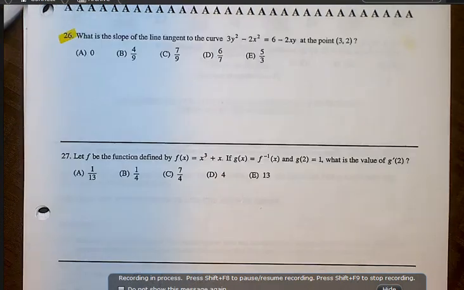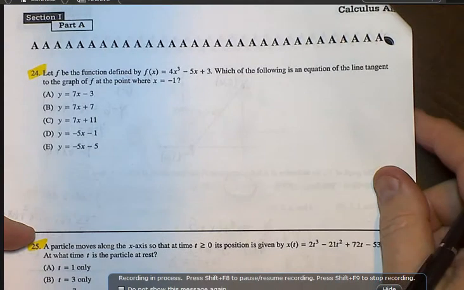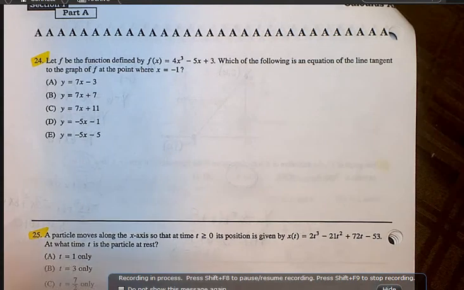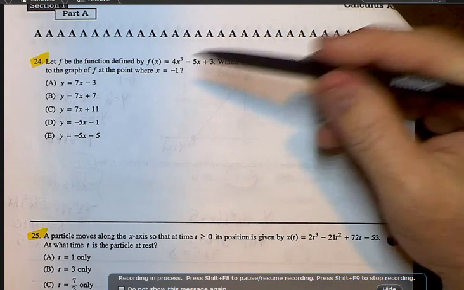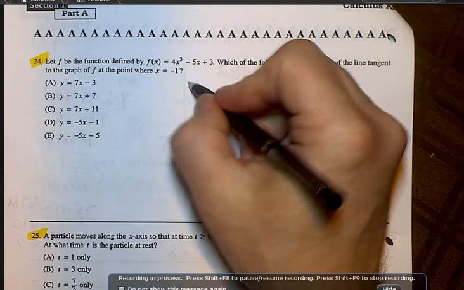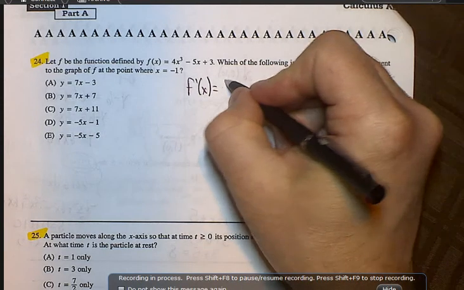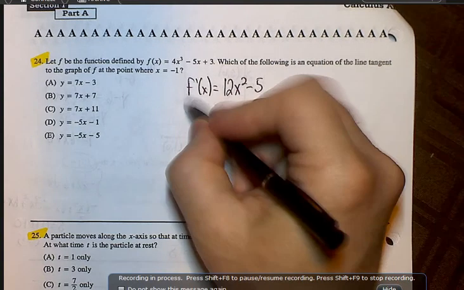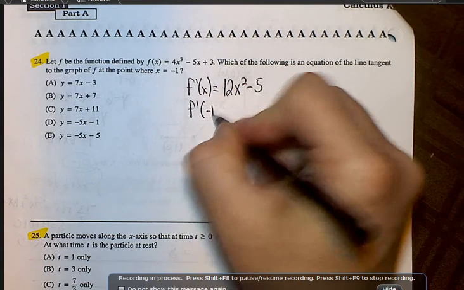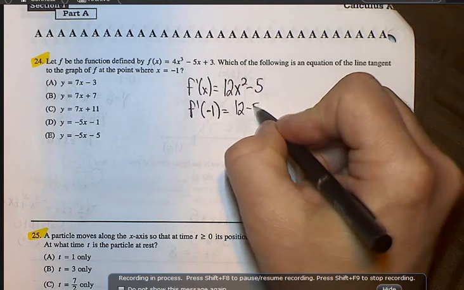Moving on to question 24. Question 24 says, let f be the function defined by 4x cubed minus 5x plus 3. Which of the following is the equation of a line tangent to the graph at x equals negative 1? Well, a tangent line, again, we're going to take the derivative. The derivative is going to be 12x squared minus 5. And we're going to evaluate it at negative 1. So when we plug negative 1 in, we're going to get 12 minus 5, and we're going to get 7.